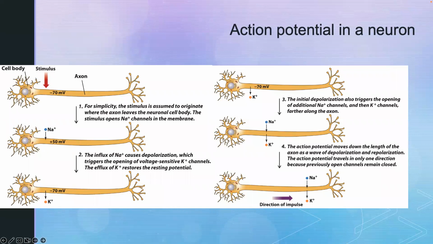This action potential will only travel in one direction. Then previously open channels are going to be closed. So think about it as a pulse through the neuron, but it's just changes in membrane potential all the way down the neuron.